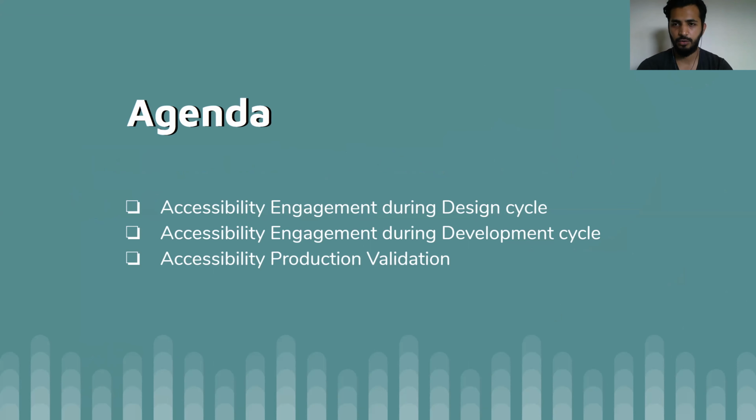So I've separated this whole presentation into three sections. In the first one, we'll talk about accessibility engagement during design cycle. Second one, we'll talk about accessibility engagement during development cycle. And in the third one, we'll talk about accessibility engagement that should happen during production validation.